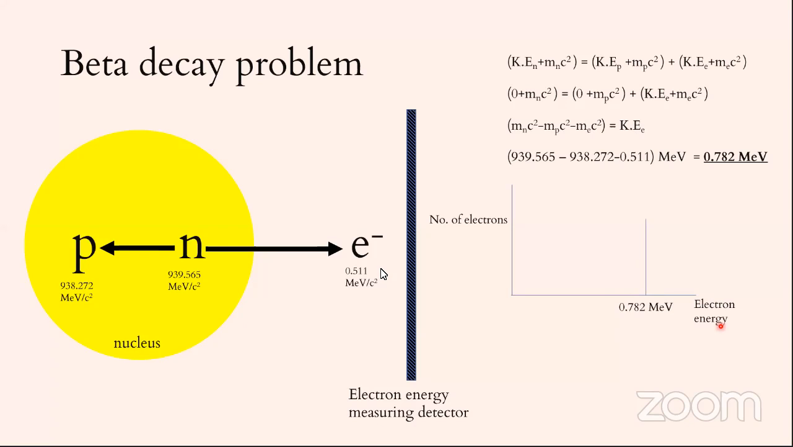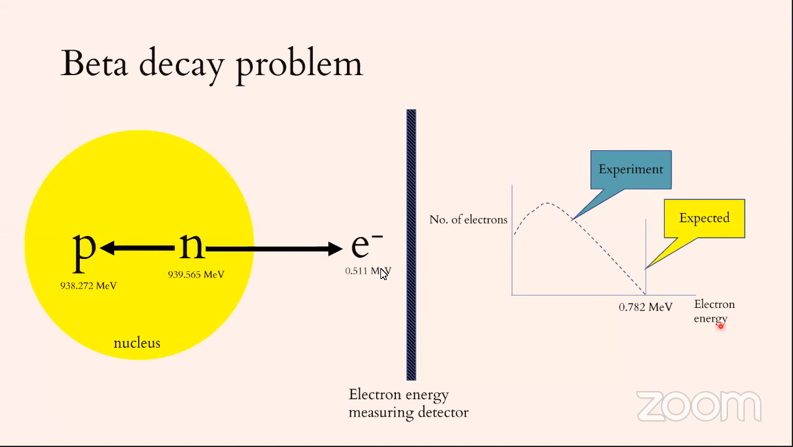However, this is not what they found in an experiment. In the experiment, they found that the electrons were not monoenergetic. They had a spectrum. The electrons that were emitted had different energies. Some electrons came with, for example, 0.5 MeV, some with 0.4, some with 0.3, and so on and so forth. So this was a confusion. Why is it a confusion? The spectrum seen from the experiment is shown approximately by this curve.